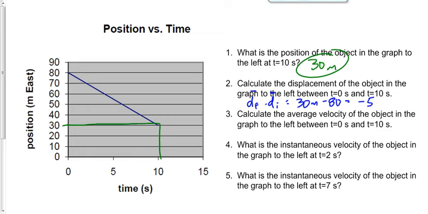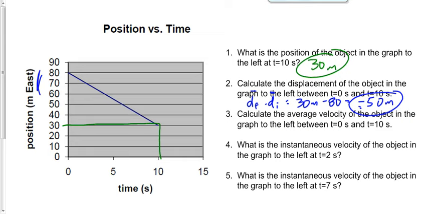So my change in position, or my displacement, would be negative 50 meters. Don't say negative 50 to the south. Okay, don't say 50. It's negative 50. Or you could say 50 to the west. Actually, we do know which direction it is, right? It's the negative direction, which is to the west. Don't say negative 50 west. Say negative 50 or say 50 west. Either one of those works.